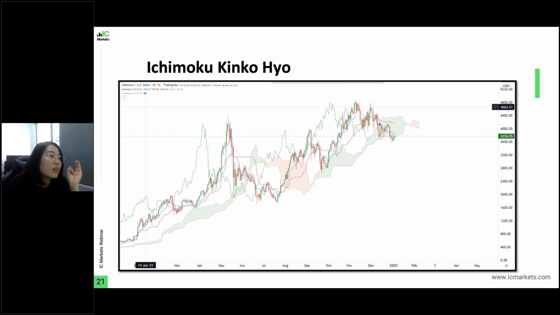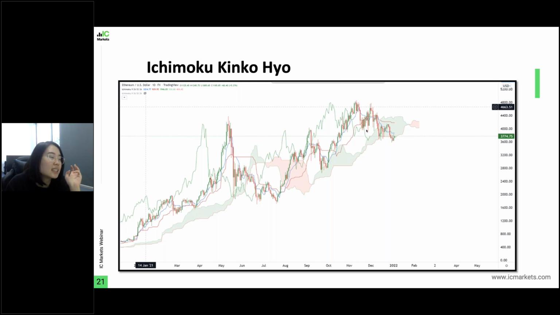Okay, number two, if the blue line is below the red line, it means that it's bearish. So you've got two confirmations of bearishness. Number three is the color of the cloud.